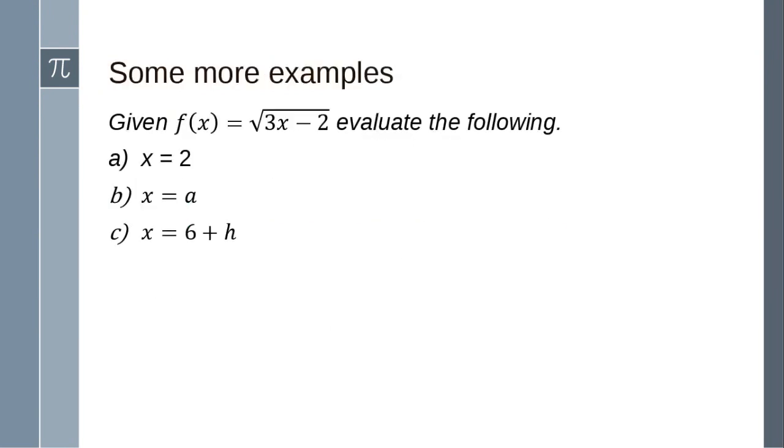All right. So let's do a few more of evaluating, just basic evaluating functions. So let's say we have this function, the square root of 3x minus 2. And we want to evaluate these three input values, right? This A, B, and C. So let's start with A. A is x equals 2.